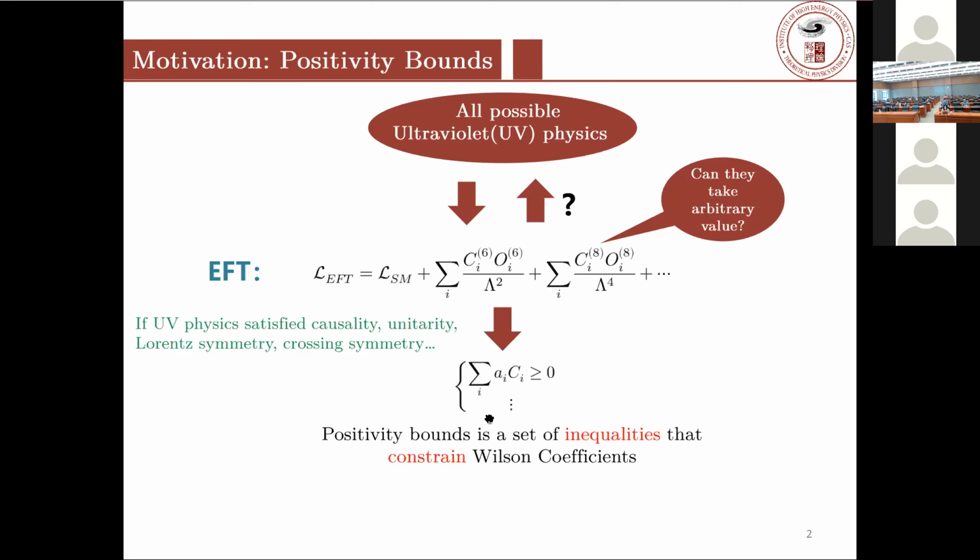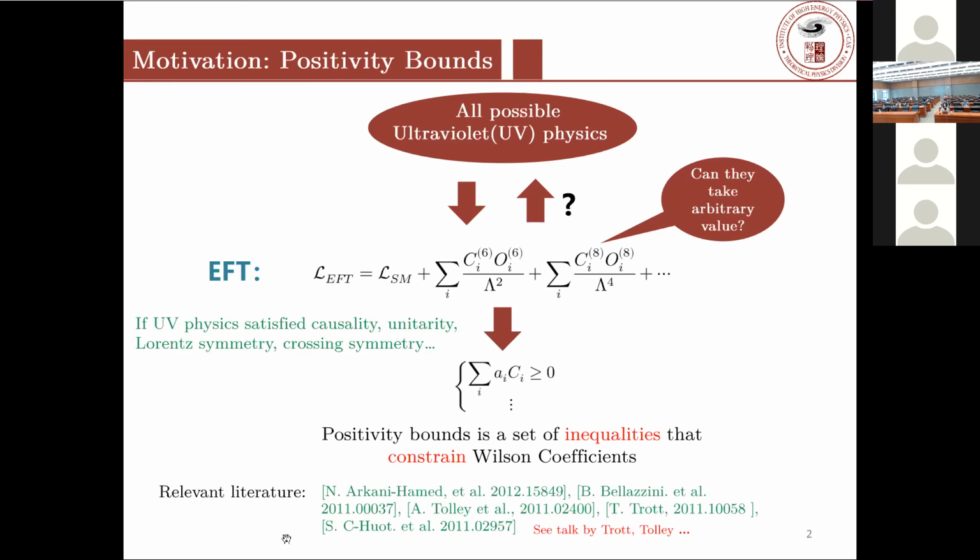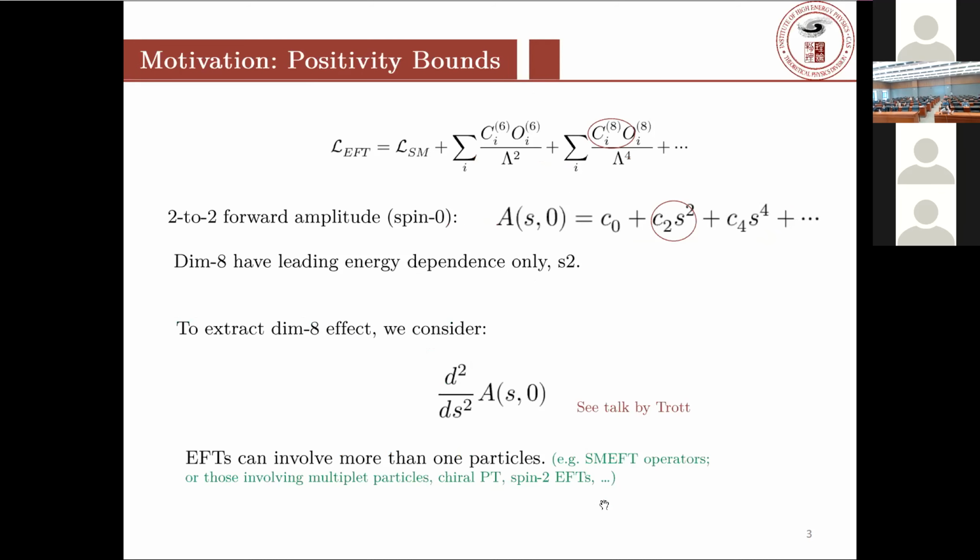People have had a hot discussion in the last few years, and we see that this group of people made very important contributions in this area. We see Chot and Tolly also give talks in this meeting. Similar to the talk by Chot, we are focusing on the dimension-8 coefficients. For simplicity, we consider the 2-2 forward scattering, and the dimension-8 effects will contribute to the s-squared energy dependence.